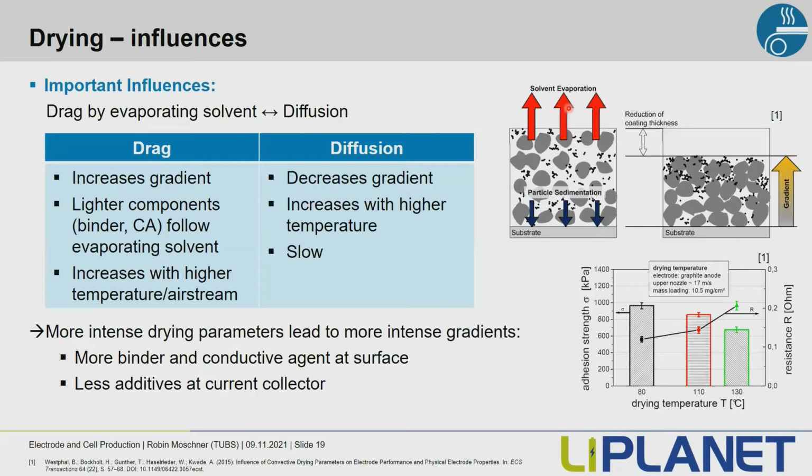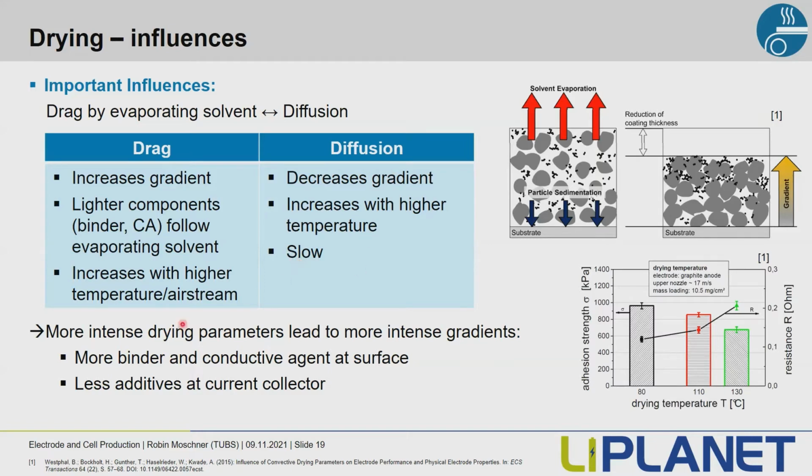After coating, we immediately dry the electrode to get the porous particle structure we saw at the beginning. And during this drying step, we have two major influencing parameters. First, the drag by the evaporating solvent, and second, the diffusion. The drag increases gradients because it drags lighter components like binder or conductive agents to the surface of the electrode, like you see here. The drag increases with higher temperature and airstream, so basically with more intense evaporation. On the other hand, the diffusion always decreases gradients. And so the diffusion also increases with higher temperature, but is comparatively slower than the drag.